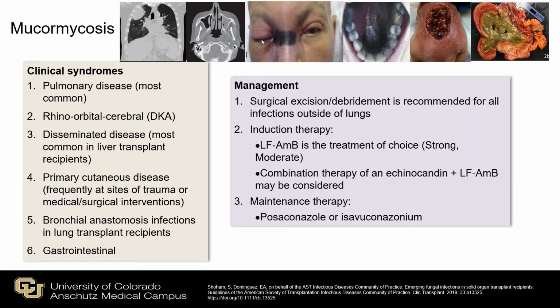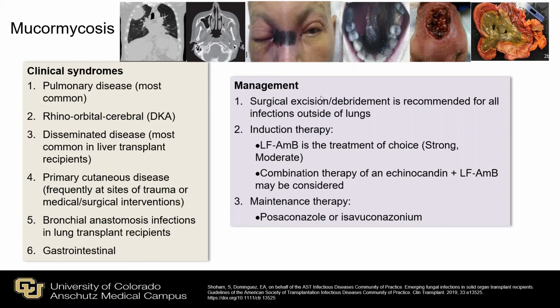Clinical syndromes can cause pulmonary disease, rhino-orbital-cerebral disease, again, especially seen in our uncontrolled diabetic patients. It can cause disseminated disease. We see this quite often with liver and heart transplant recipients. Primary cutaneous disease, as we saw in our patient, has a slightly better prognosis. And gastrointestinal disease. It's rare, but prognosis is pretty poor. And lastly, we've seen bronchial anastomosis infections in our lung transplant patients.